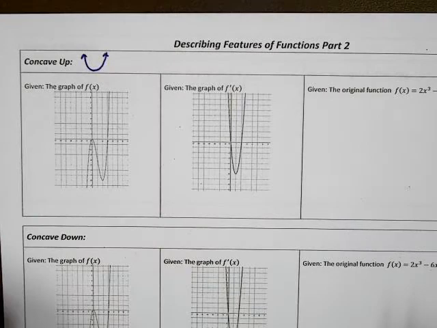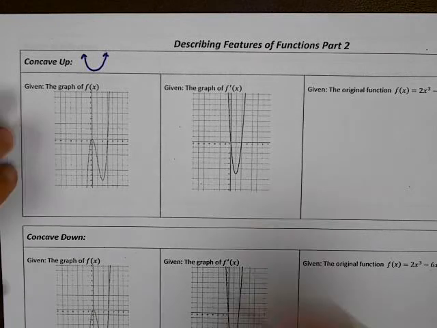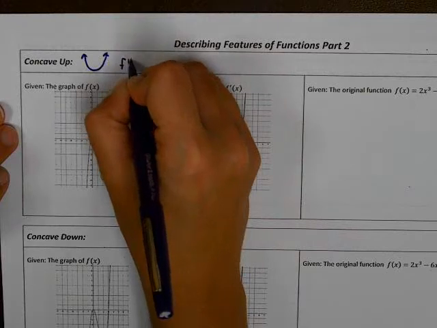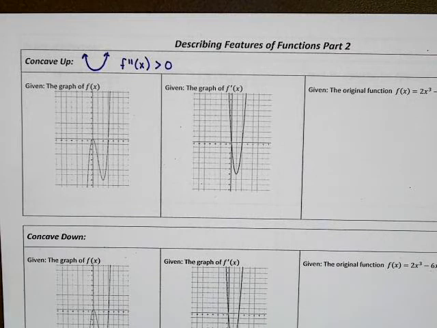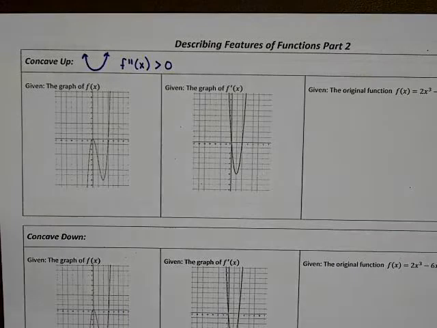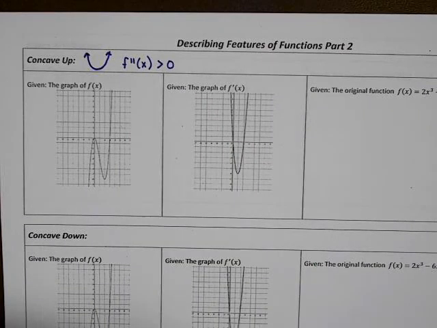But sometimes only portions of a graph are concave up, and some portions of the graph are concave down. Now, concave up we define as places where the second derivative of x is greater than 0. You'll notice that unlike increasing and decreasing, this is just greater than and not greater than or equal to. What that means is when we write our intervals, we're only going to be looking for places where we're not including the endpoints.